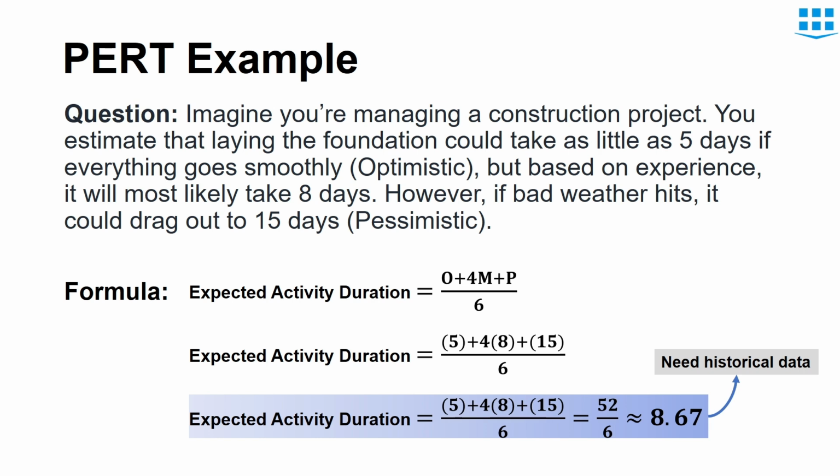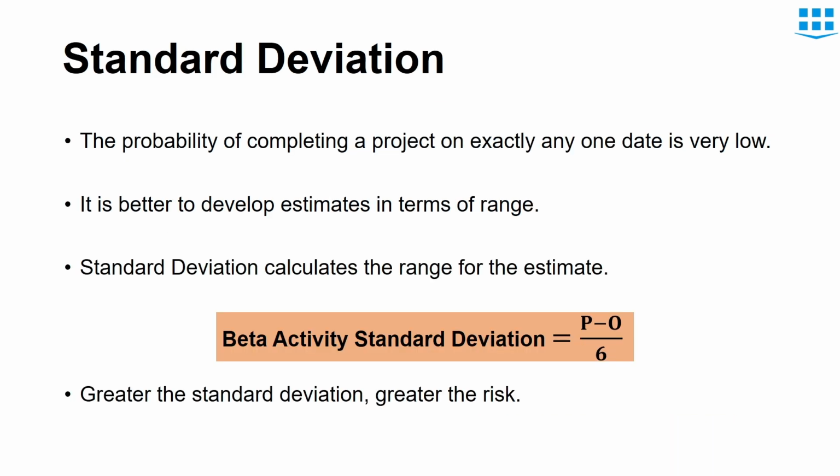So how do we measure the risk of things taking longer than expected? That's where we use standard deviation. The probability of completing a project on exactly one date is very low. So it is better to develop our estimates in terms of range. So for PERT, our standard deviation is pessimistic minus optimistic divided by 6. One thing to note here, that if we have greater standard deviation in the project, the risk in the project would be greater.